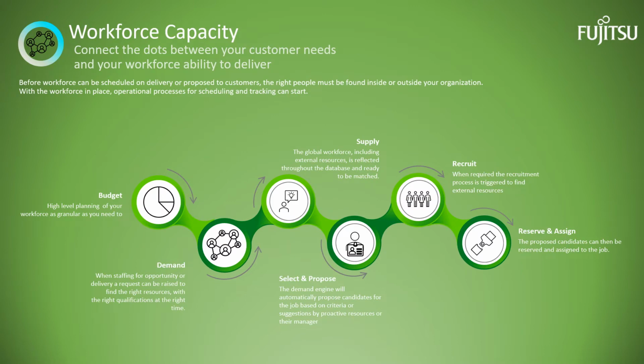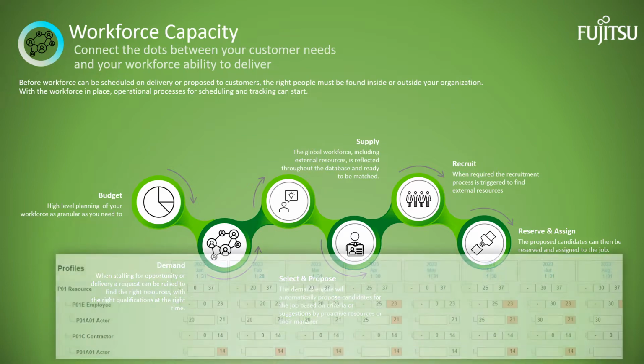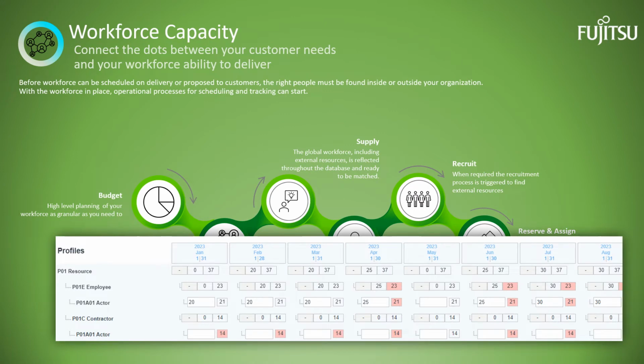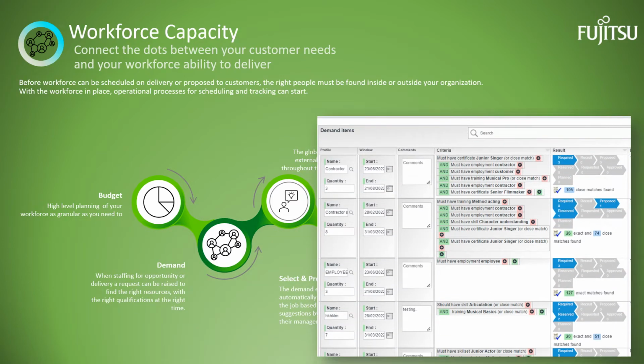Workforce capacity is all about your employees and contractors, their capability and availability, and getting the right people in the right place at the right time. Start with planning for resources on a company level and organize your budget in detailed profiles and child budgets for departments. Define your needs to search for resources throughout the entire organization and let Fujitsu WE help you find the right people for the job.